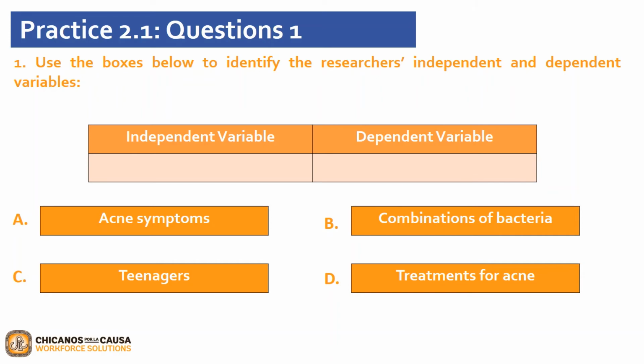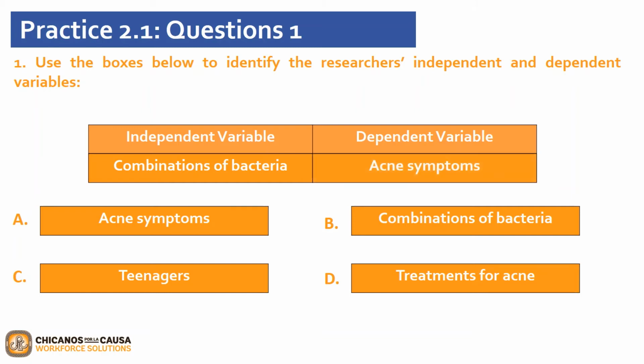Given what we know about variables and the passage, we can determine that the correct answer is combinations of bacteria, or option B. Now, the dependent variable in this case would be option A, acne symptoms.